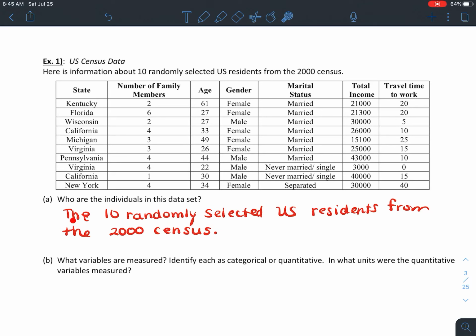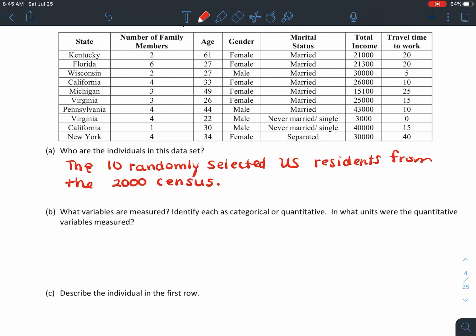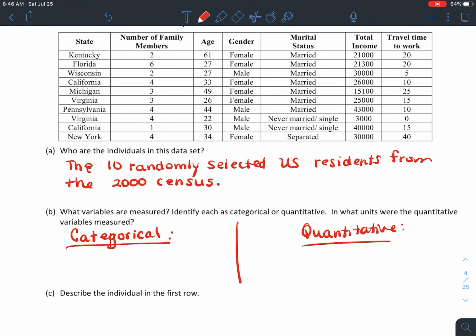And so you'll notice how descriptive I was here. The individuals are the 10 randomly selected U.S. residents from the 2000 census, okay? Let's look at part B. What variables are measured, identify them as categorical or quantitative, and in what units were the quantitative variables measured? So I'm going to make a couple different lists here. We're going to call this our categorical variables. Over here, this can be our quantitative variables, and we're going to list these. I'm just going to go through here.